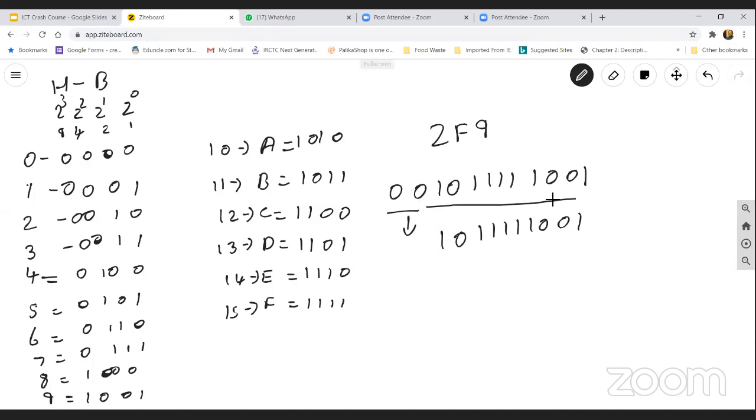If you are taking this as your answer, this will be your answer, because there is no need to write 2 zeros every time. Both are right answers. So sometimes the answer will be given like this only. You should understand.